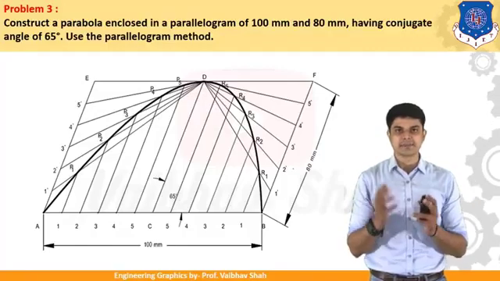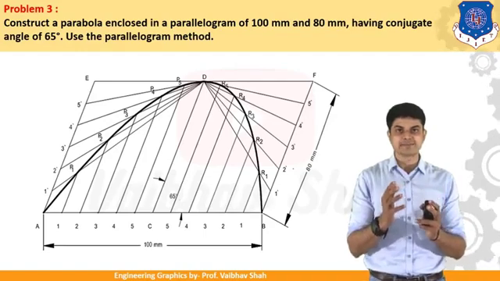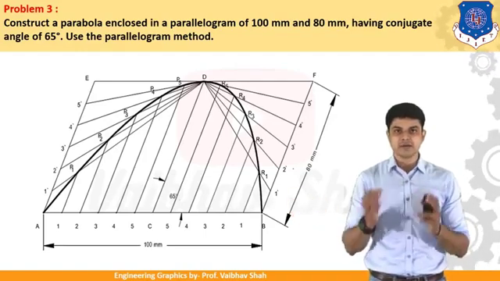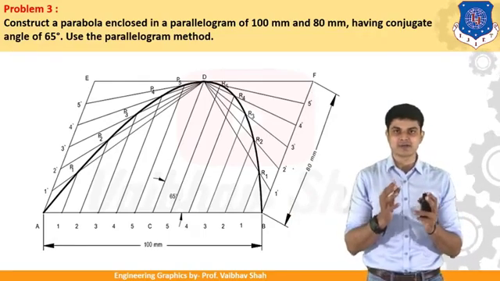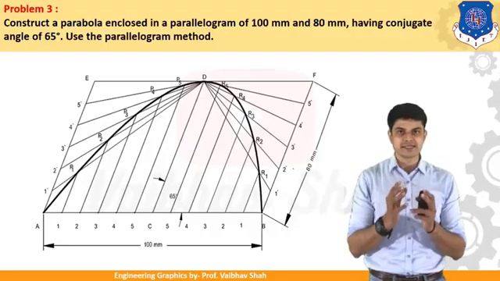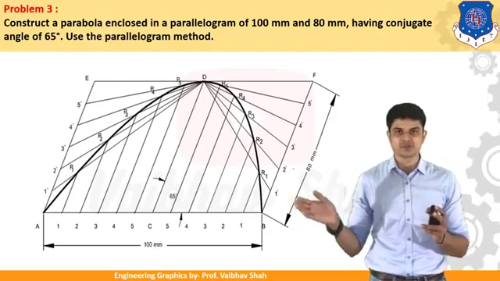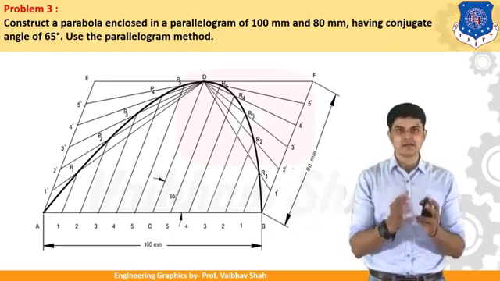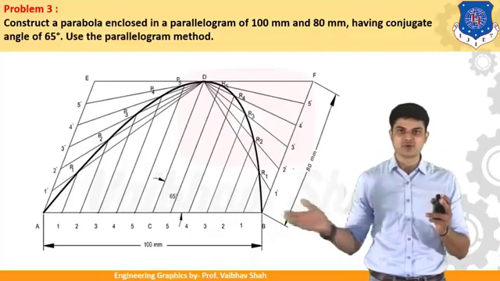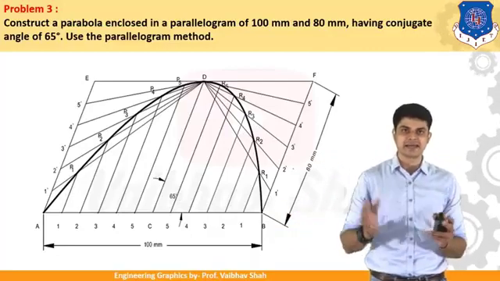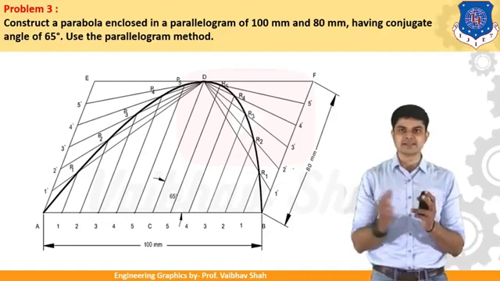So we should construct this parallelogram. We know that a parallelogram has opposite sides parallel to each other. But remember, in the parallelogram, the vertical and horizontal heights are not the axis of the parabola. These are just the means to draw your parallelogram. So we construct the horizontal line and then an inclined line at 65 degrees, because it is said that the conjugate angle of the axis is 65 degrees. We draw the horizontal line and then an inclined line of 80 mm, and this 80 mm line would be at 65 degrees, as you can see in the figure.